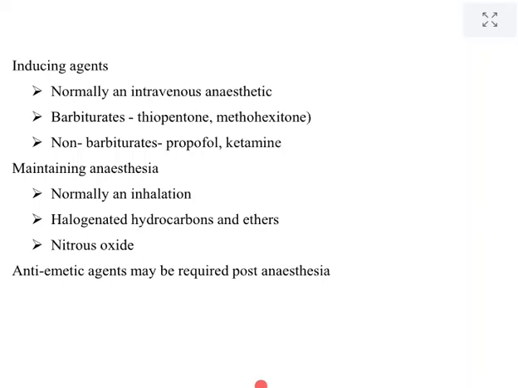Then you have the inducing agent, normally an intravenous anesthetic. Again, we are going to classify the drugs. There are those which are intravenous, there are those which are inhalation, and so on. So normally an intravenous one, and these again, we have looked at them. We have looked at the barbiturates, where you have pentothal sodium or thiopental sodium, and methohexital. We have the non-barbiturates: ketamine and propofol.